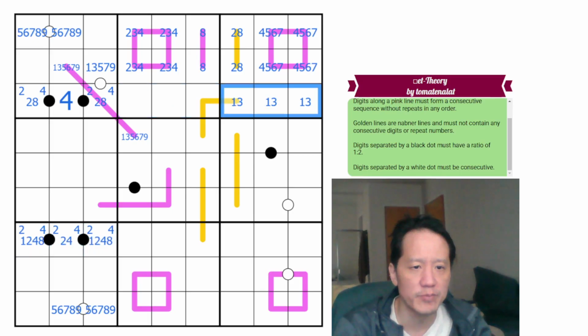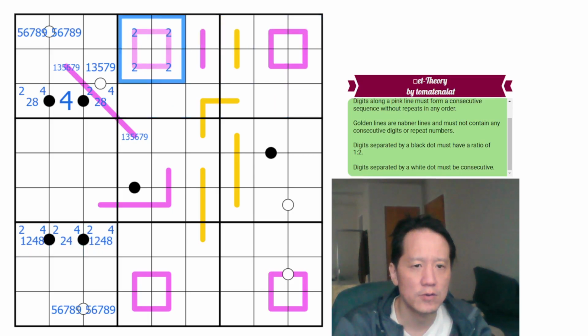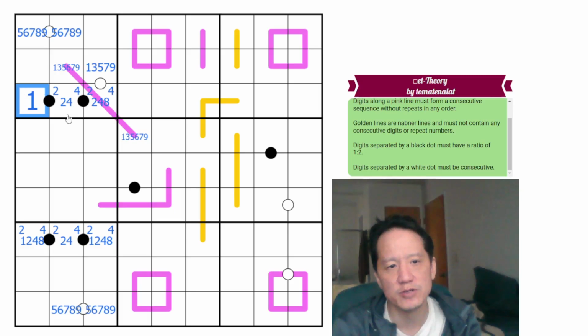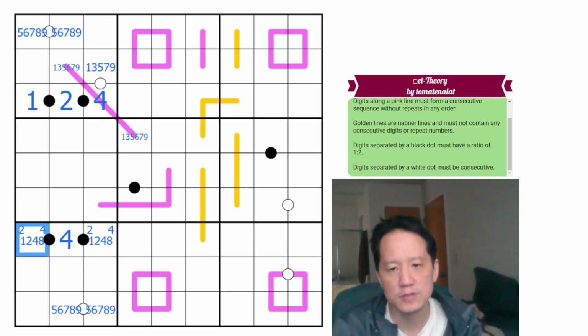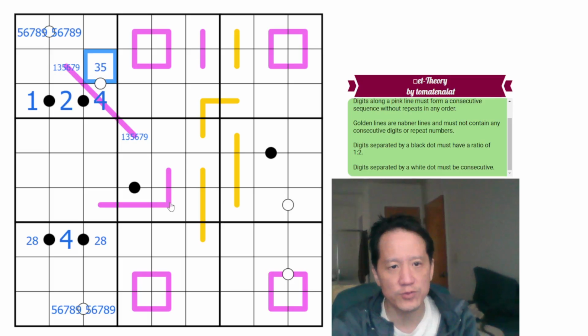So this cannot be 2, 4, and 8. It has to be 1, 2, and 4. And we know then this specifically has to be 1, 2, and 4. So this has to be 4 with 2 and 8. This is 4. 4 is only consecutive with 3 or 5, and on a renban with 3, 5, or 6.